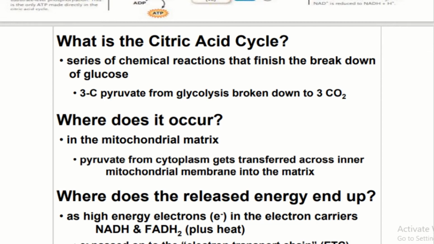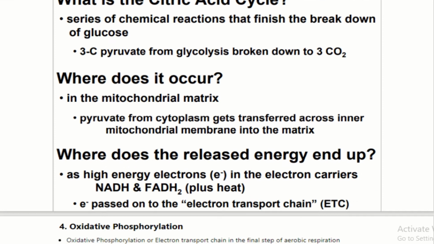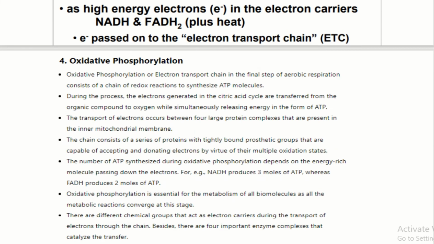And where does the released energy end up? As the high energy electrons in the electron carriers NADH and FADH2, and the electrons pass on to the electron transport chain. The next step is oxidative phosphorylation.